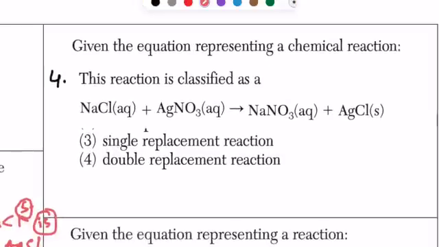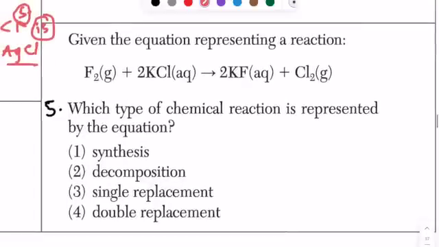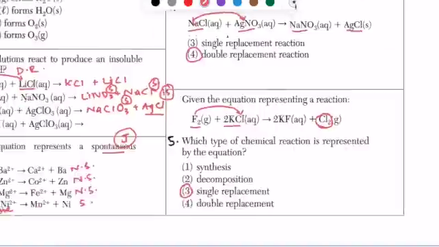This reaction is classified as we see two compounds reacting. They are switching their metals and converting into two compounds. That one will be a double replacement. Which type of chemical reaction is represented by this equation? We see one element and a compound, and then we only see one thing replacing the other, and we are left with one element that is alone. So this type of reaction is a single replacement.